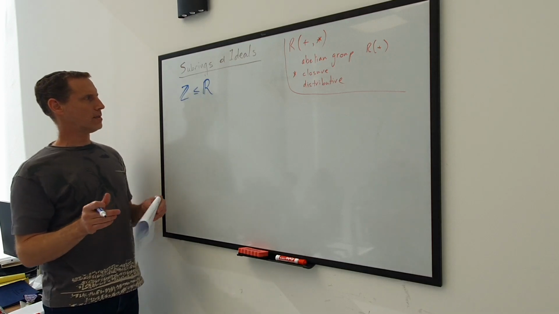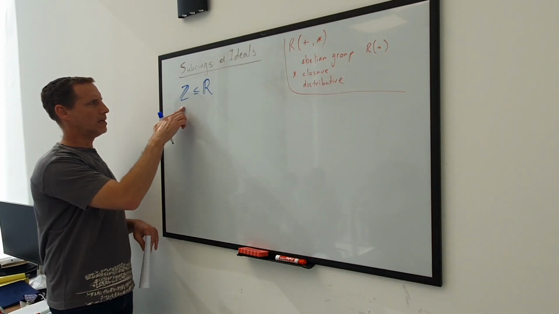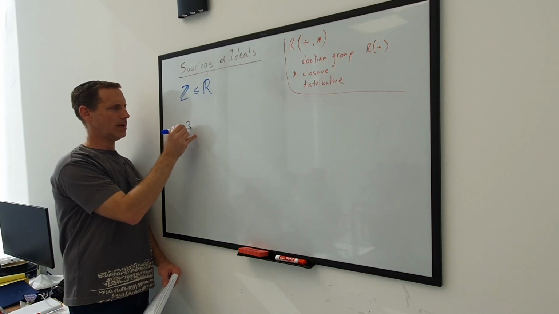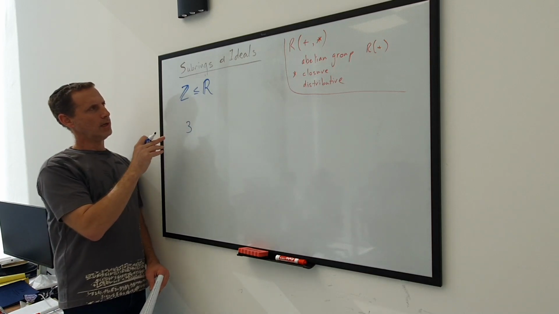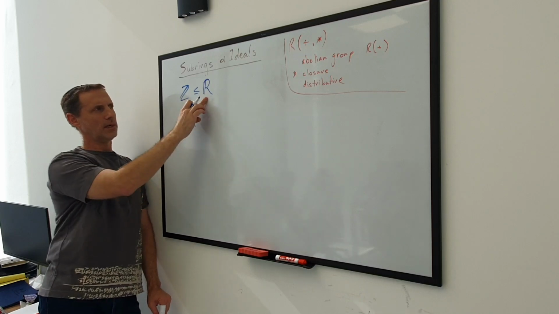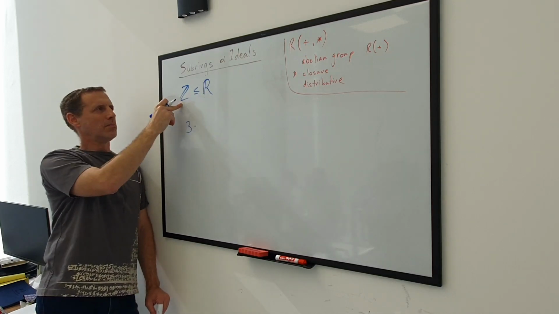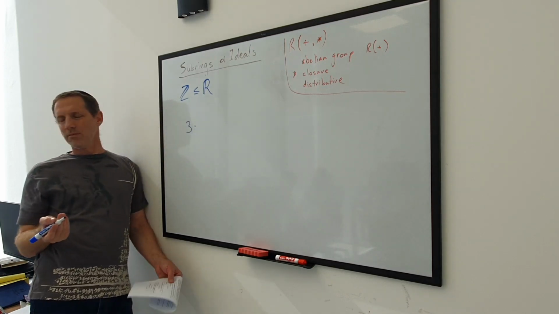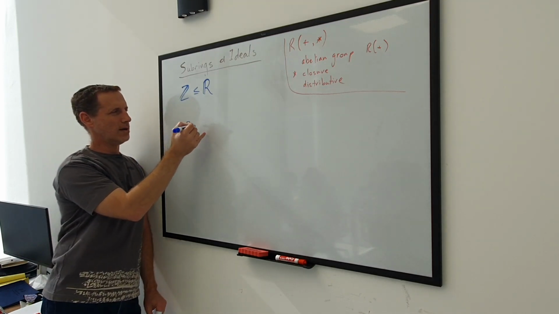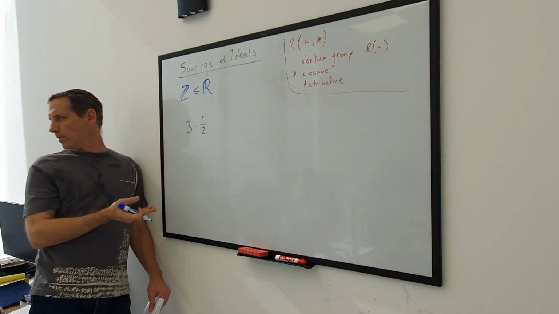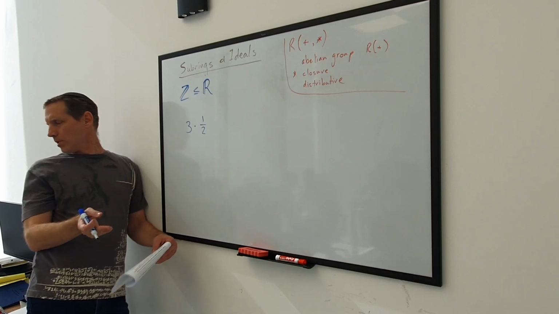But now let's choose any element in Z, say 3. In order for this to be an ideal, we need to be able to multiply it by any element in R and map back to Z. But obviously, I don't even need to work hard. I can just multiply it by half, and the number is already not in Z. So it's a subring, not an ideal.